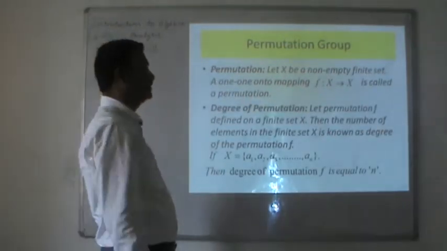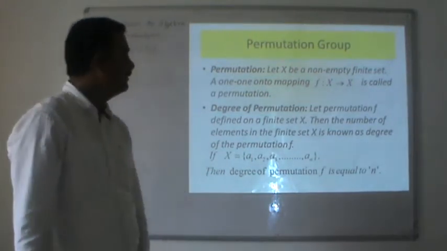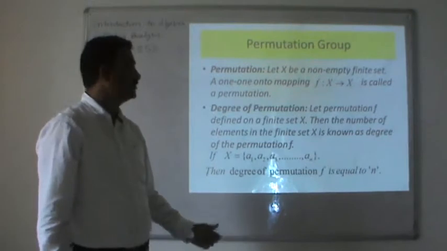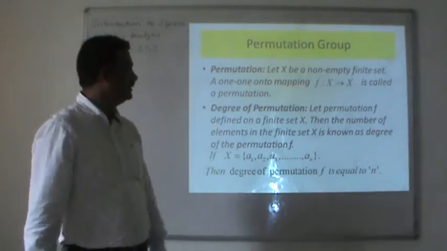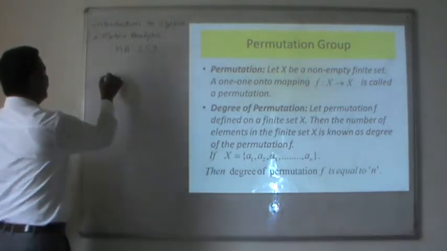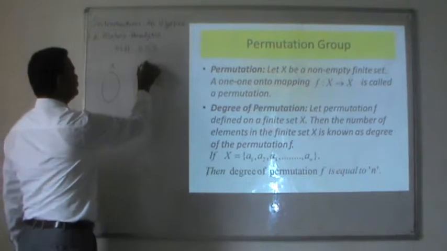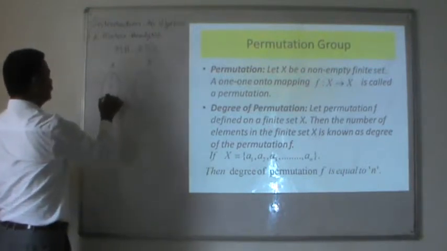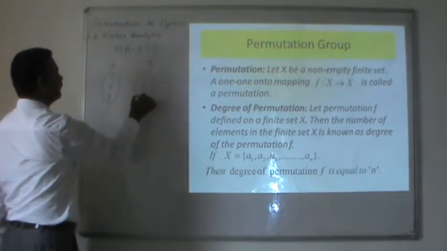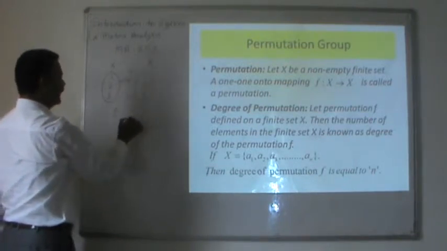Now we come to the definition of permutation. Let X be any non-empty finite set. A one-one onto map from X to X is called a permutation. For example, if we consider a set X having three elements, 1, 2, 3, and F is any mapping from X to X.